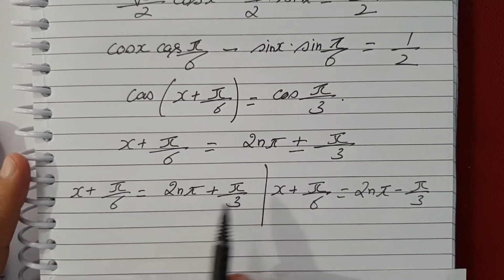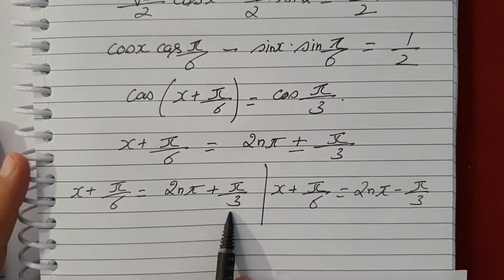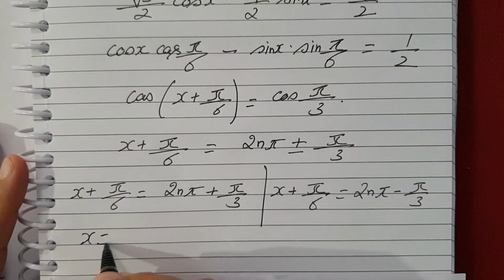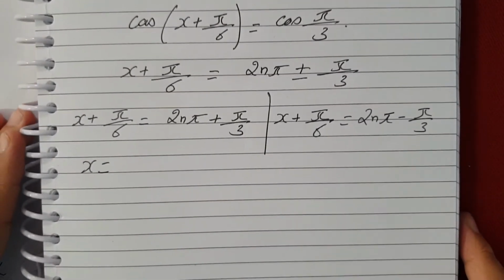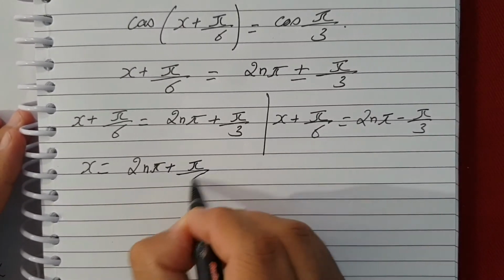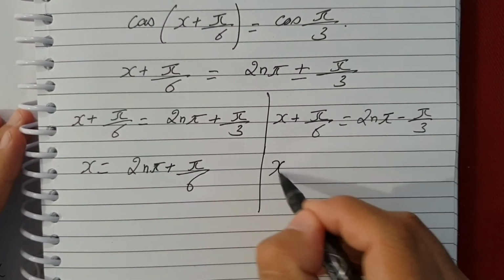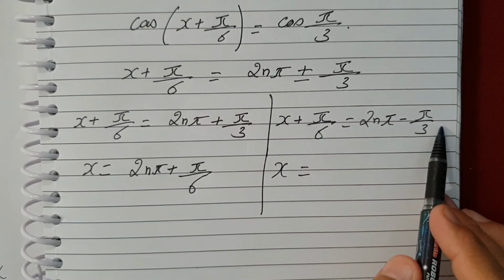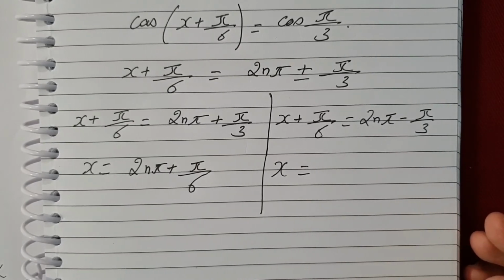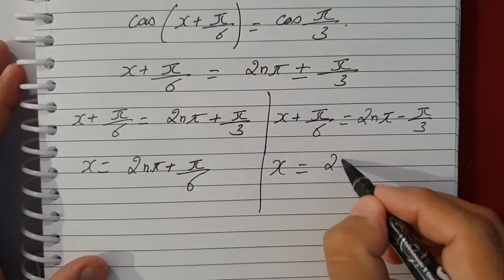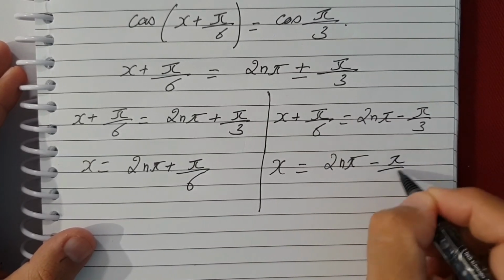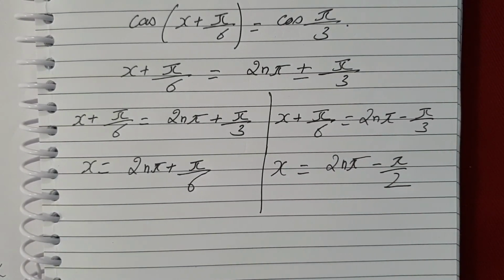Now take pi by 6 to that side. So this will be pi by 3 minus pi by 6, which is pi by 6. So x equals 2n pi plus pi by 6, and for the other, you take pi by 6 over here, so this will be minus pi by 3 minus pi by 6. So x equals 2n pi minus pi by 2, where n belongs to the integers.